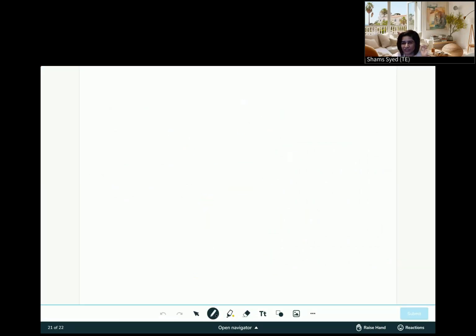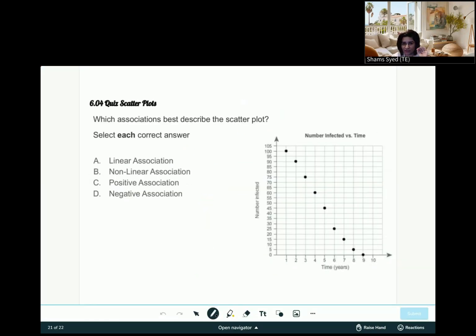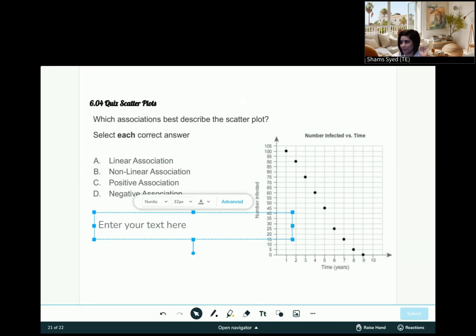Let's move on. The last questions were pretty simple. Again, has to do with linear. Do you think this graph represents linear relationship? Look carefully. Andromeda says linear and negative. Let's see. Linear and negative. Andromeda, you are right.